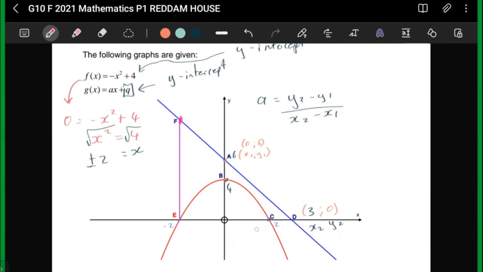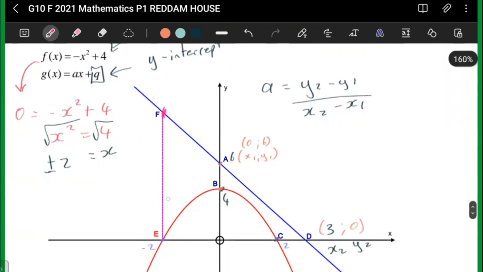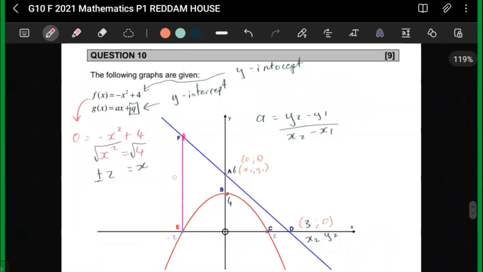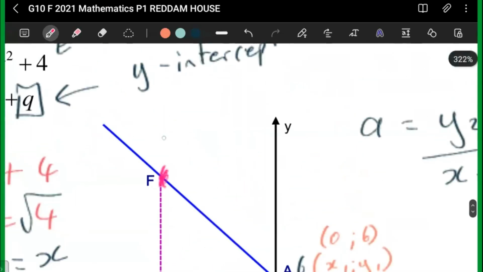But for you to get FD, you need to make use of information on your sketch. So to get the distance of FD, you need both coordinates. The issue with F is you only have one of the coordinates, which is the X value. Remember, if the X value here is a -2, up here, it's automatically going to be a -2.